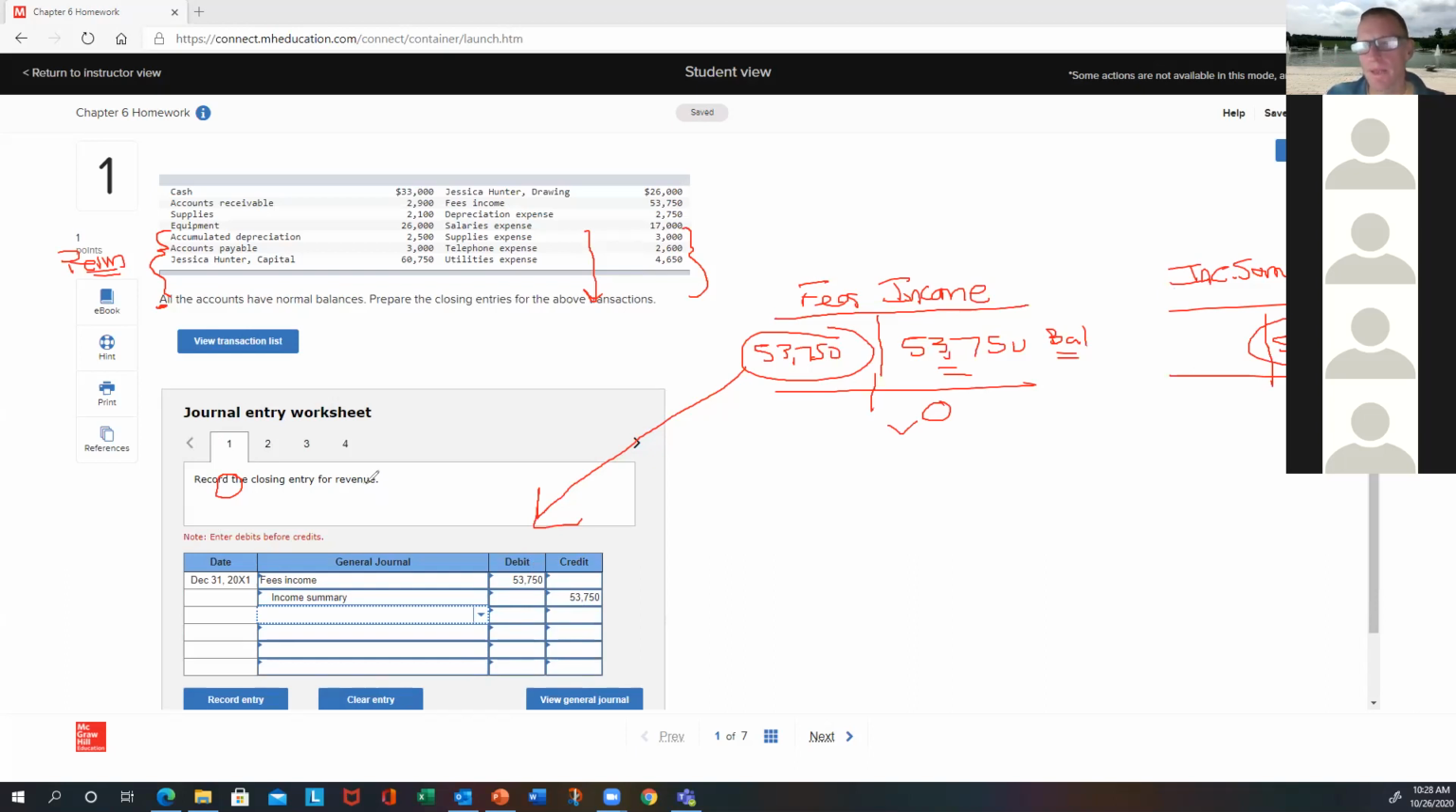So step one, this is all you do, just find the fees income. You're going to debit it to make it go to 0. That's how you reduce revenue, by debit. And then we'll credit income summary. So any questions on just the first entry? I'll just do these one at a time. And if you need me to go back over and repeat anything, just let me know.